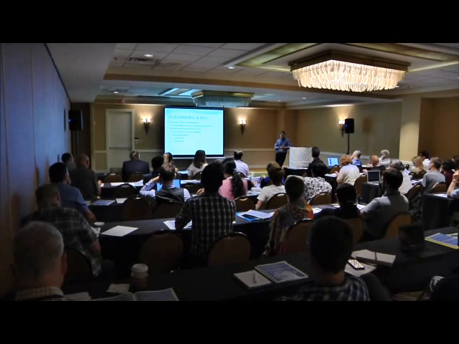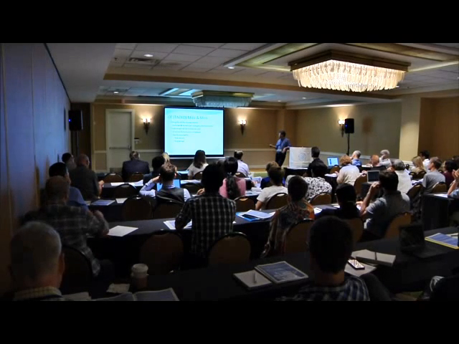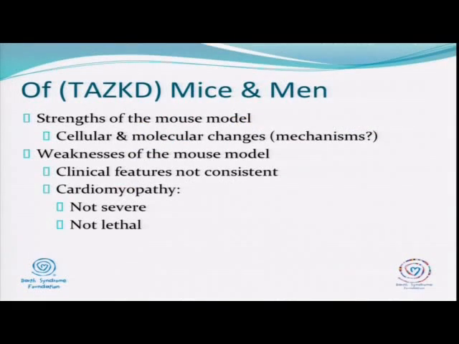Adam's data show a pretty good similarity in the proteomics between the mouse model and human Barth syndrome heart. The weaknesses are that the clinical features seem inconsistent. I don't know if it is strictly due to the tafazzin knockdown regimen, or due to how we feed these mice the doxycycline. The cardiomyopathy is not particularly severe. It certainly doesn't seem to be lethal.